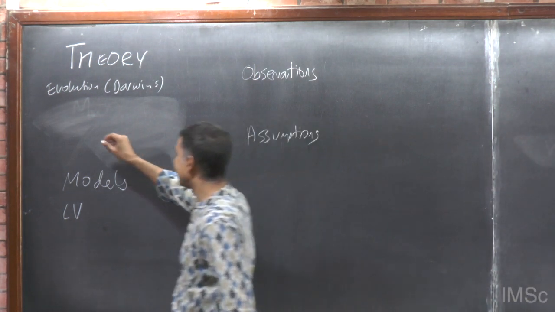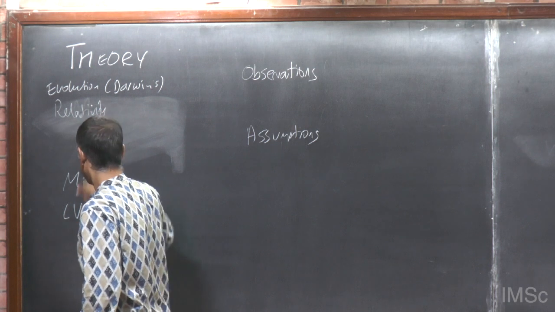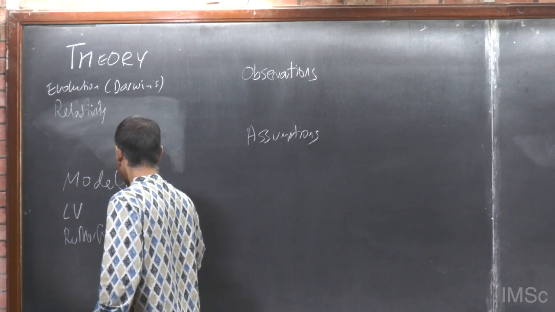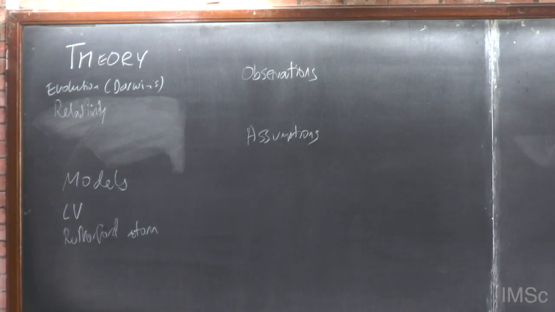So theory, let's say relativity. Rutherford model, Rutherford atom, or the Bohr atom, or various other things. Or Rutherford nucleus, let's say. So fine. There are models and there are theories. So what's the distinction between them?